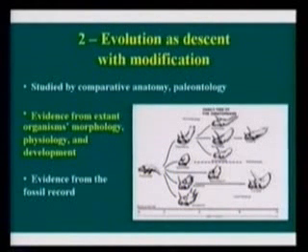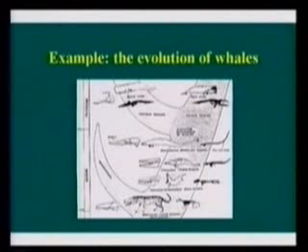Let me give you a specific example in the case of descent with modification. One of the best known examples that we have come to understand in the last few years is the evolution of whales, which is summarized over here. These are the actual skeletons that have been found in the fossil record. These are the currently living whales. There are two major kinds of whales: the baleen whales are one kind, and the toothed whales are the other kind.